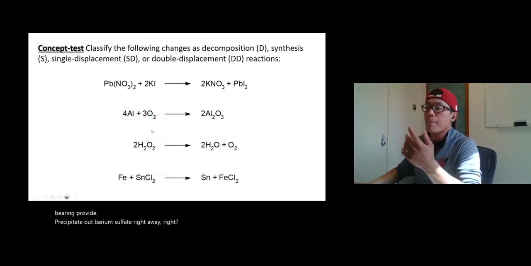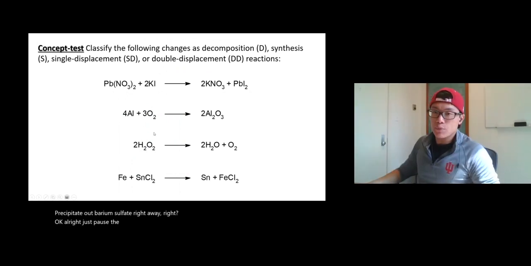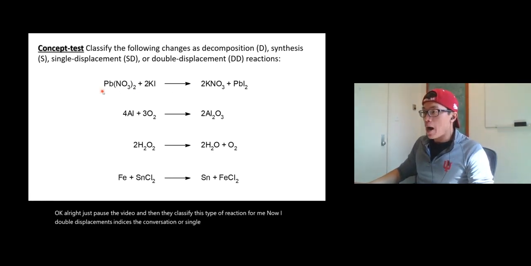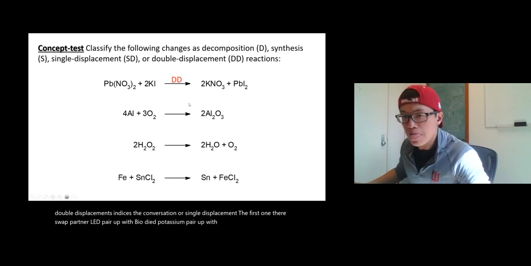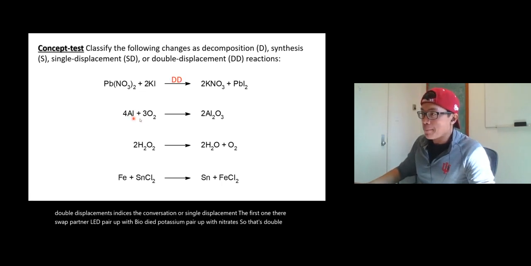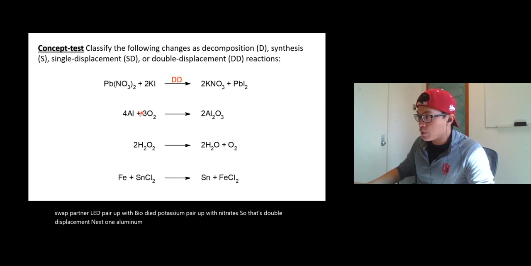Just pause the video and classify this type of reaction for me: double displacement, synthesis, decomposition, or single displacement. The first one, swap partners: lead pairs up with iodide, potassium pairs up with nitrate. So that's double displacement. Next one, aluminum and oxygen react to each other.